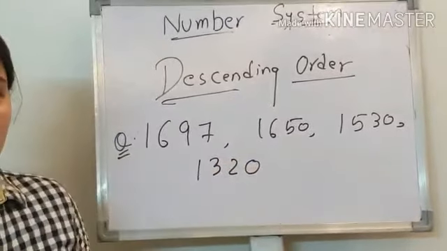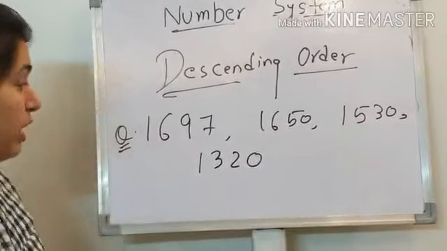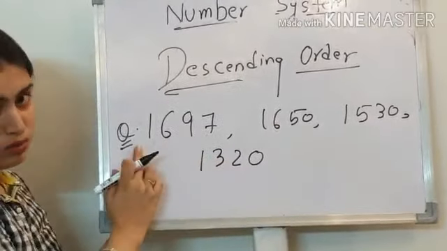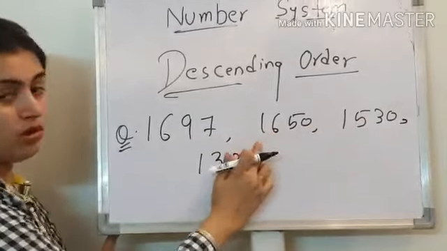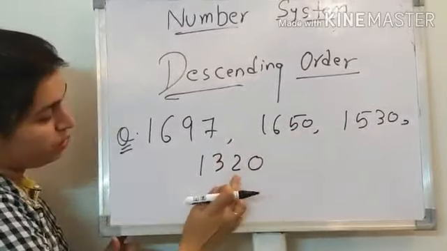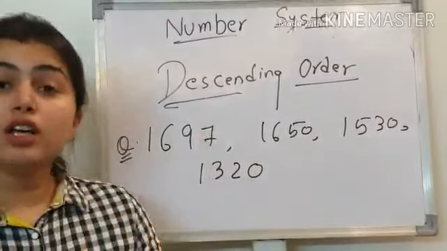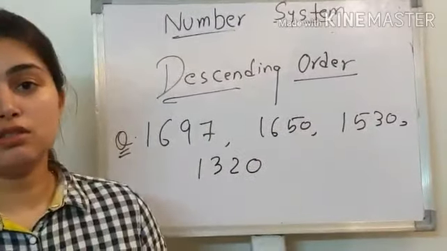Now these are the 4 numbers. Firstly, check the number of digits. 1, 2, 3, 4: 4 digits. Again 4 digits, and again 4 digits. So in this situation, all the numbers have an equal number of digits.